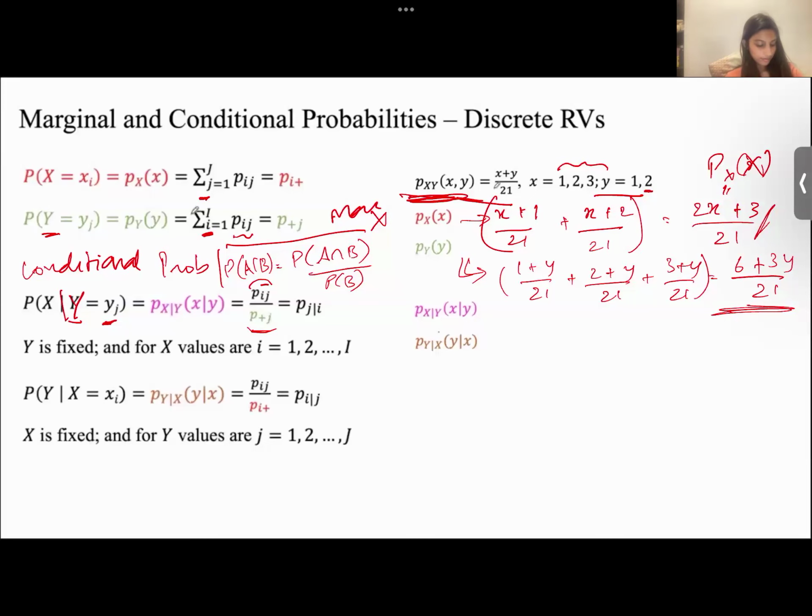Similarly, for P of Y given X, you fix a specific value of X and want to derive an expression for the probability of Y given that specific value of X. You just do the joint probability divided by the marginal probability of X. So let's solve this here.